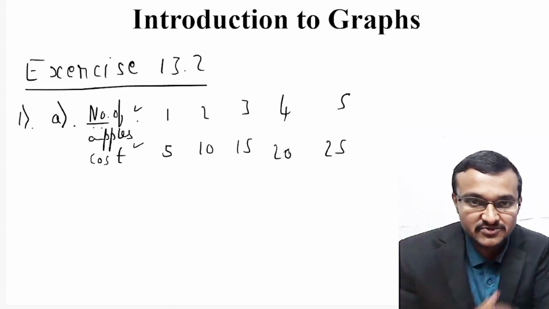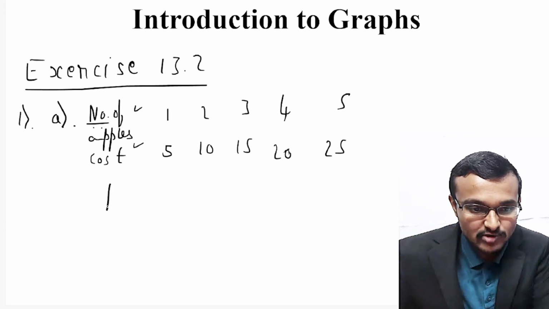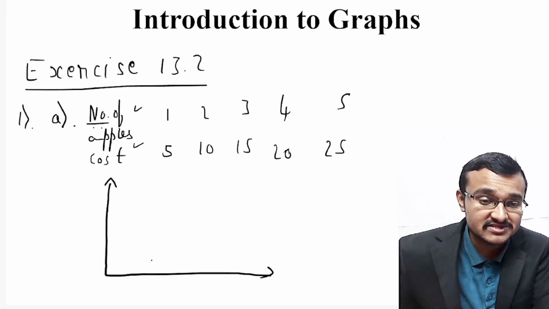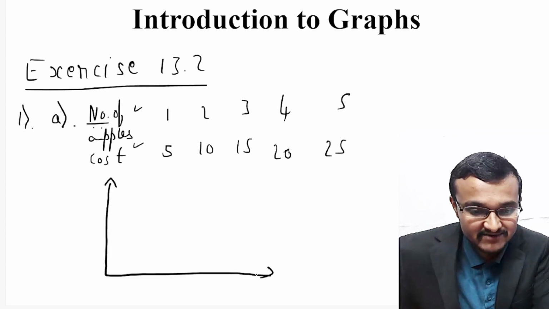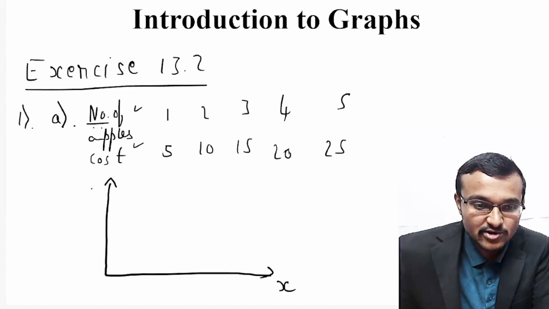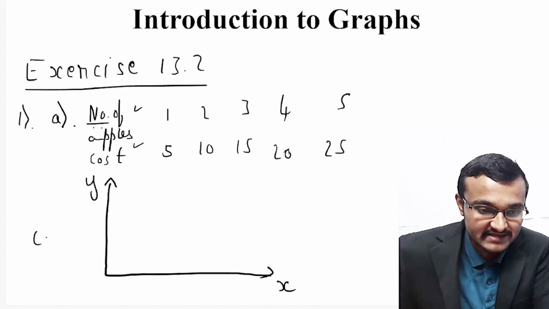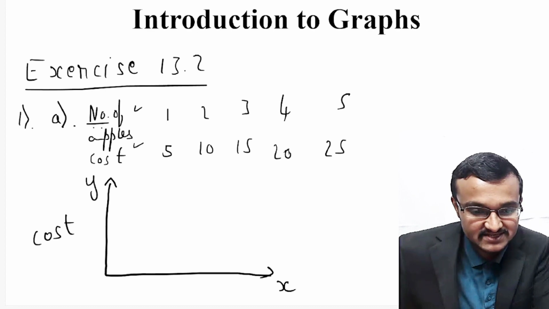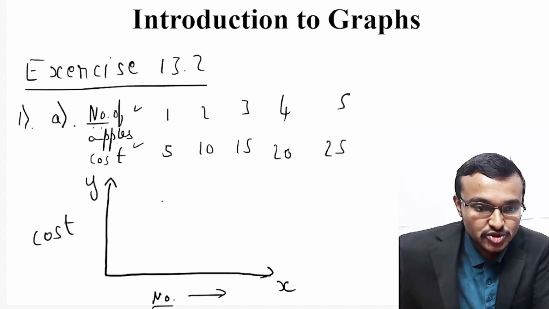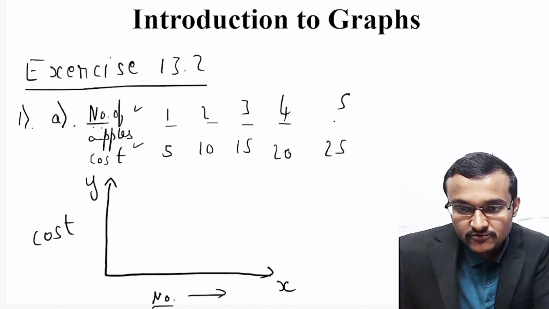So based on this particular data you should plot a graph. Here the number of apples is a controlled variable and an independent variable. So that's why it will be on the x-axis and cost will be on the y-axis. So cost I am taking on the y-axis, number of apples I am taking on the x-axis. So here 1, 2, 3, 4, 5.